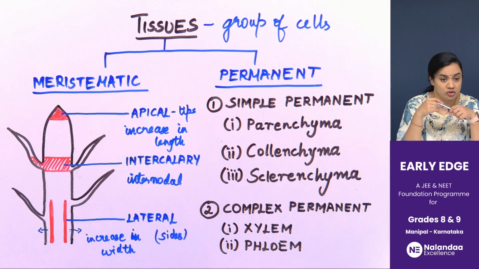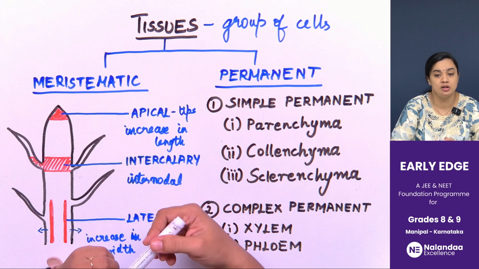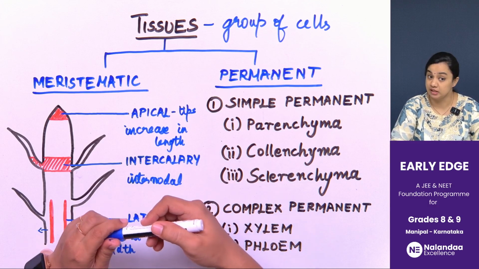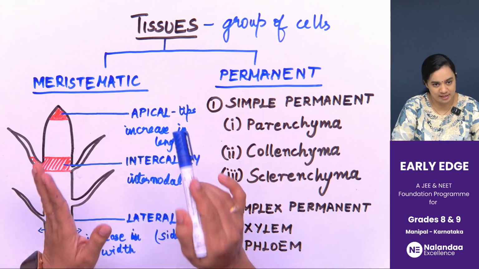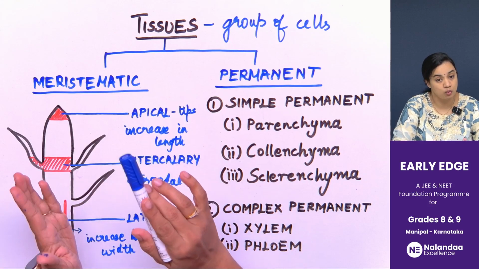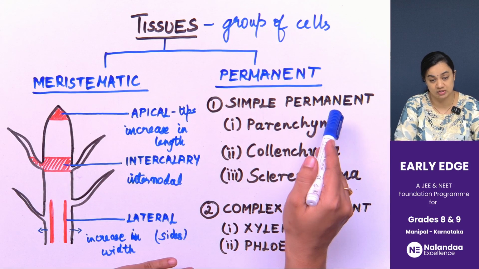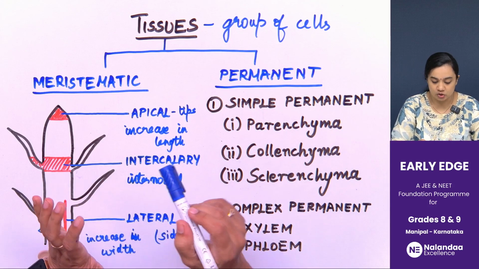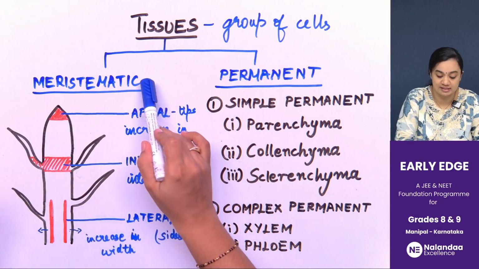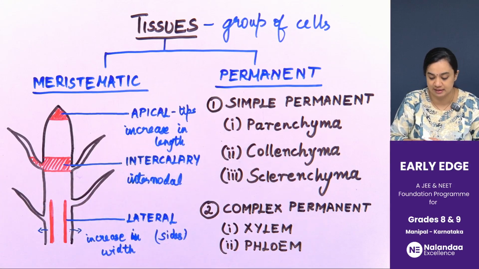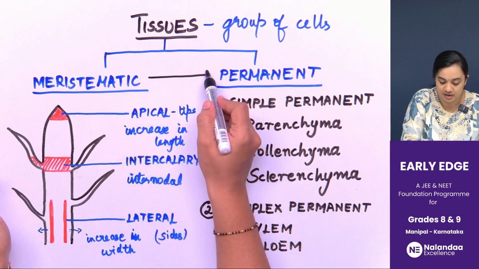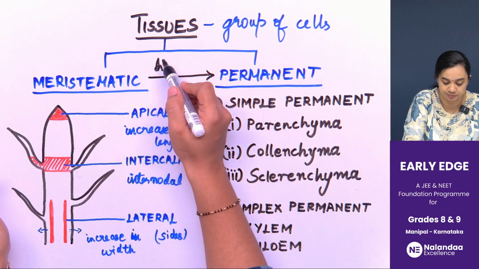So they actually have very thin cell walls and abundant cytoplasm and a very prominent nucleus. Now meristematic cells are what transform themselves into permanent tissues or permanent cells. So this transformation of meristematic cell to permanent cell, that process is called differentiation.